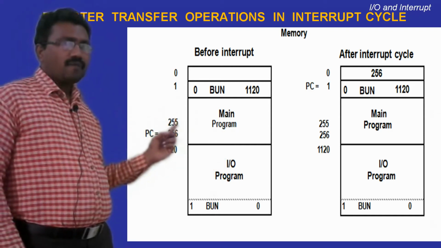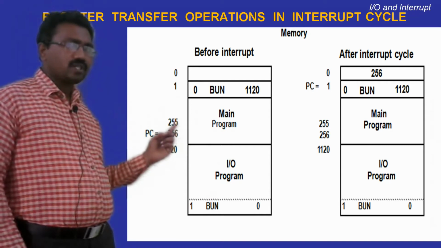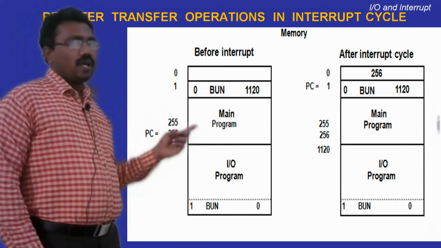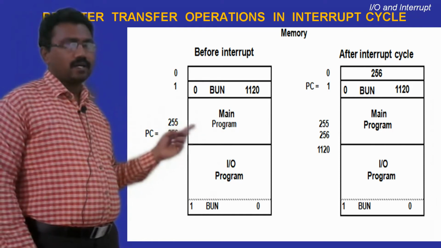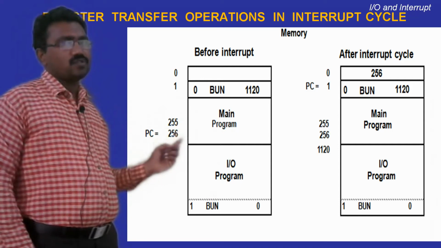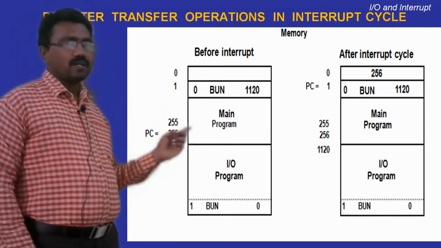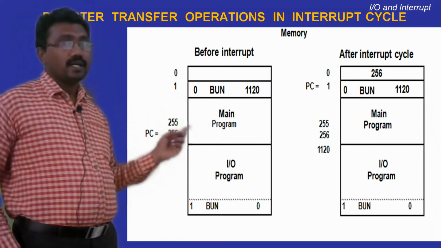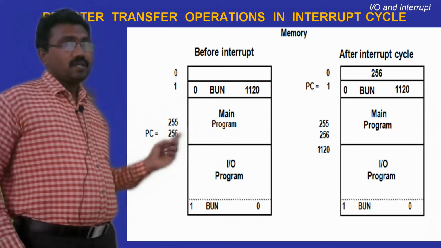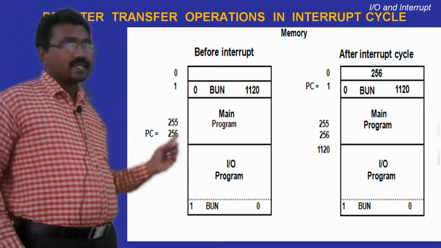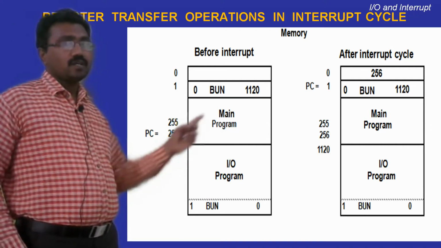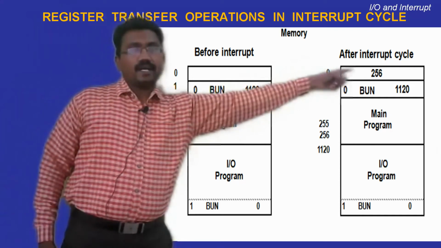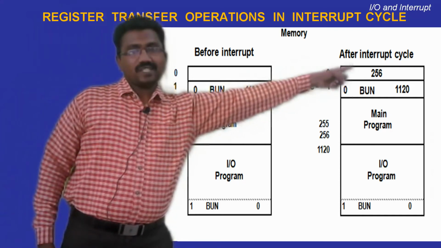Here, at 255, after execution of the instruction at address 255, assume an interrupt occurred. So what is the next instruction address? 256. Here the interrupt occurred, so what operations are involved to handle the interrupt? Store the return address. Where to store it? In this example, the return address is 256. The 256 will be stored in the 0th location of the memory.